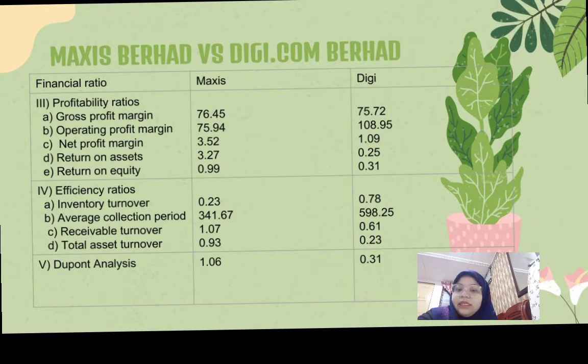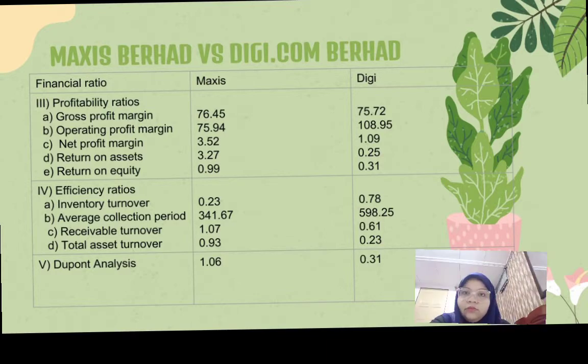Operating profit margin for Maxis got a value of 75.94, while DiGi got a value of 108.95. This shows DiGi gets a lot of the profit the company makes from $1 of sales after production costs such as wages and raw materials.